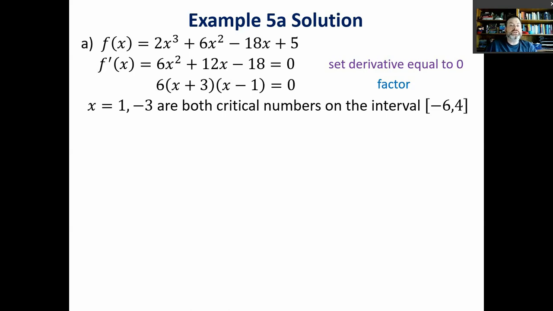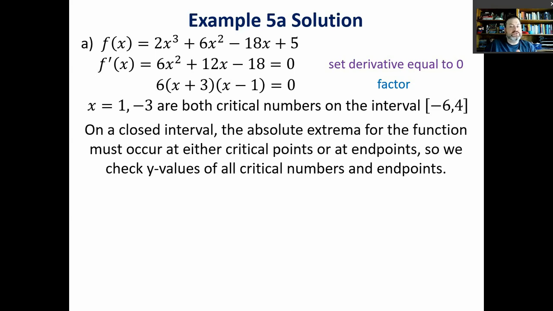And notice we have to double check that both of those numbers are in the interval. If they're not in the interval, they're not critical numbers. Okay, so remember that. Now, on a closed interval, which we have, -6, 4, the absolute extrema for the function must occur either at critical points or at endpoints. So we check the y values of all critical numbers and endpoints.